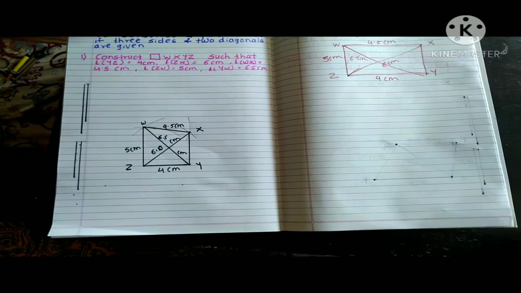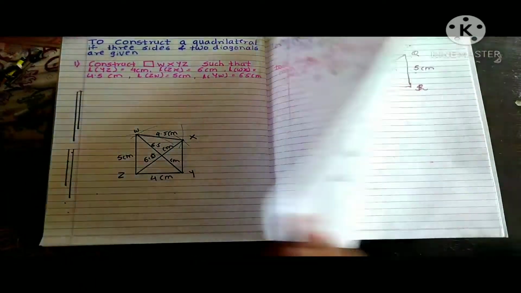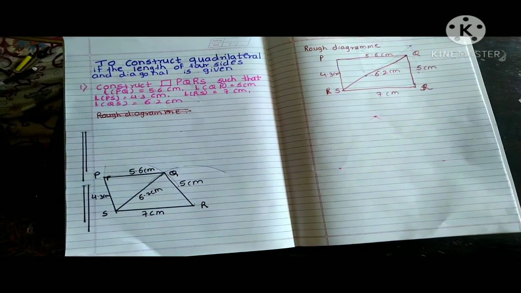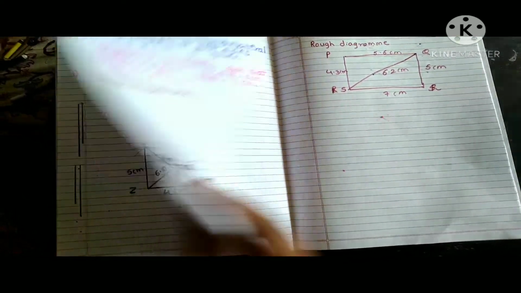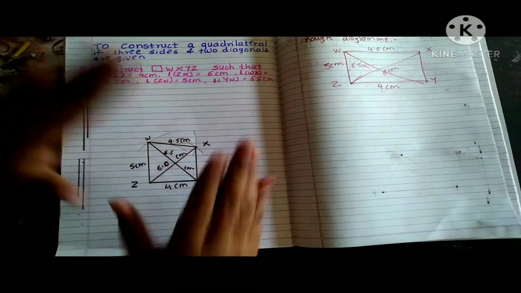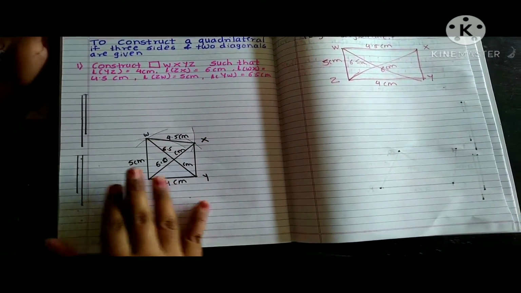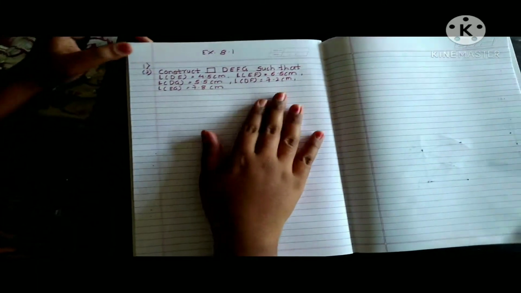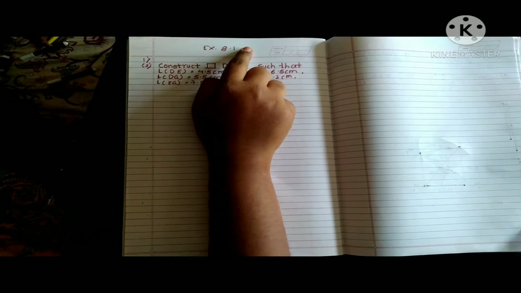So I think both the constructions will be clear to you. Today we have learned two conditions. First condition, to construct the quadrilateral with 4 sides and 1 diagonal. And second condition, to construct the quadrilateral with 3 sides and 2 diagonals. Now let's try sums similar to this from our exercise, that is practice set 8.1.